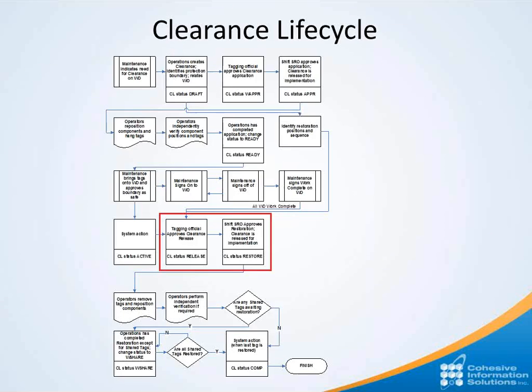So the next steps in the process now that the work has been released, all work has been completed, we've identified the restoration positions, the clearance is in an active status. So the next two steps now is the tagging official would approve the clearance for release after verifying that the restoration conditions are still applicable for plant conditions. And then the unshipped SRO would approve that clearance to be restored by the operators.